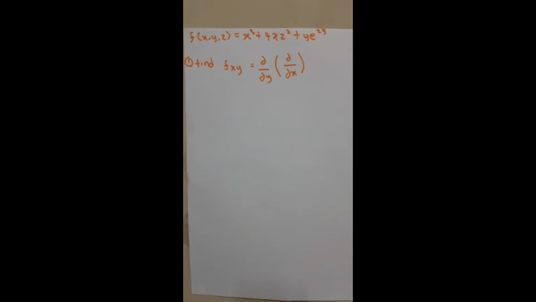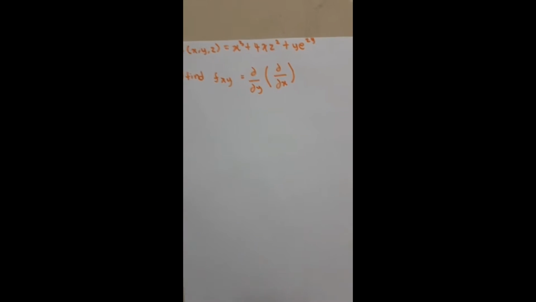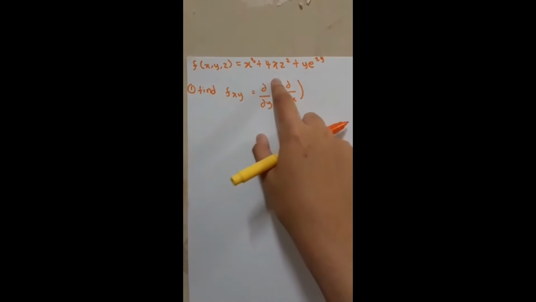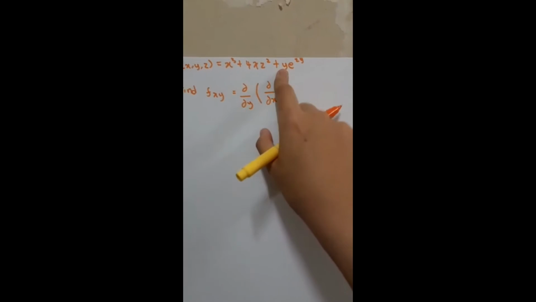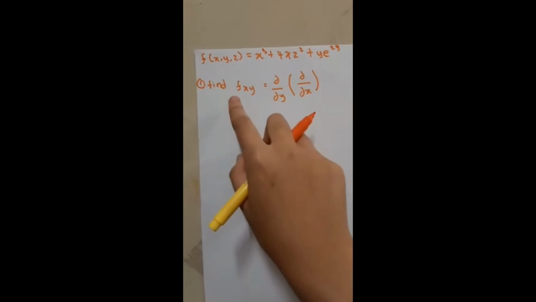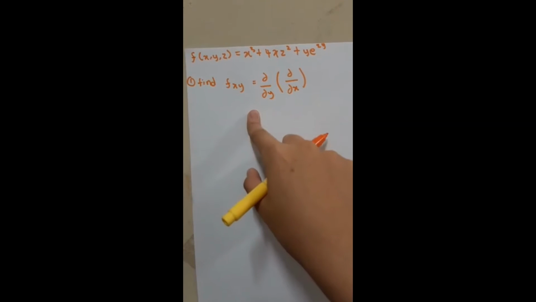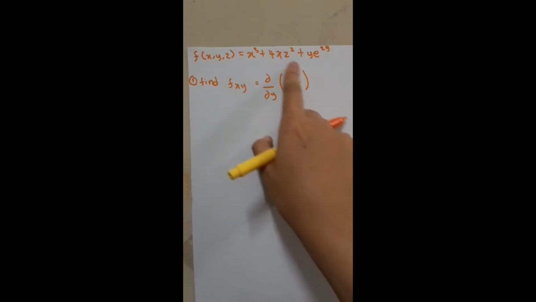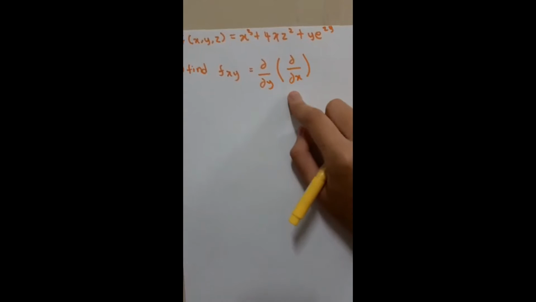So back to the last question, which is the second exercise. This is the given function f(x, y, z) = x cubed + 4xz squared + y squared e to the power of zy. The first question is to find f_xy. This is the general formula that we derived.